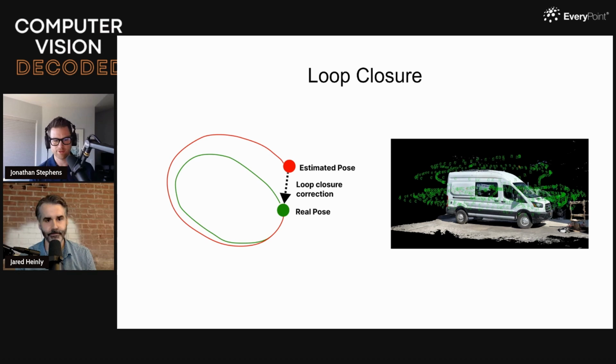Okay, so that makes sense. So each image has got a little error, just to sum this up. As you're moving along, that error accumulates, and that's how you end up with, say, the green's the true path.